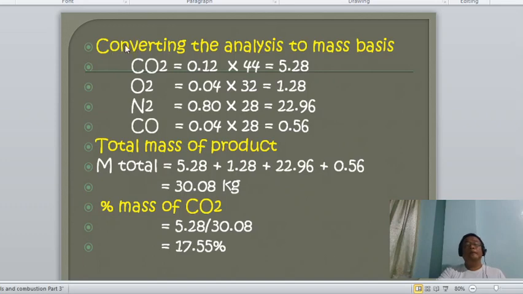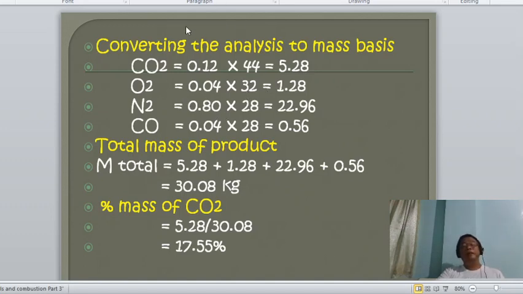So, 4%, we have 0.04 multiplied by the molecular weight, 1.28. Nitrogen of 80%, 0.8 multiplied by 28 is 22.96. Carbon monoxide of 4%, so 0.04 times 28. So, that is carbon is 12 and oxygen is 16. So, 12 plus 16 is 28. So, equals to 0.56.